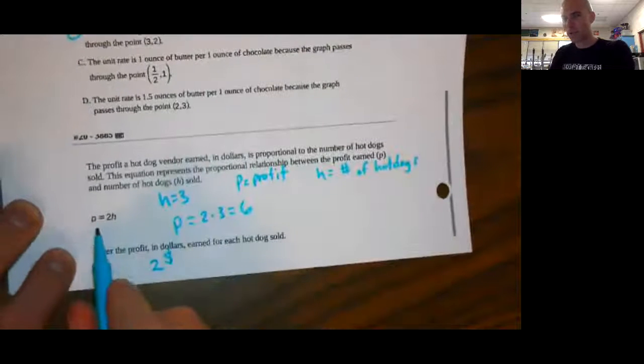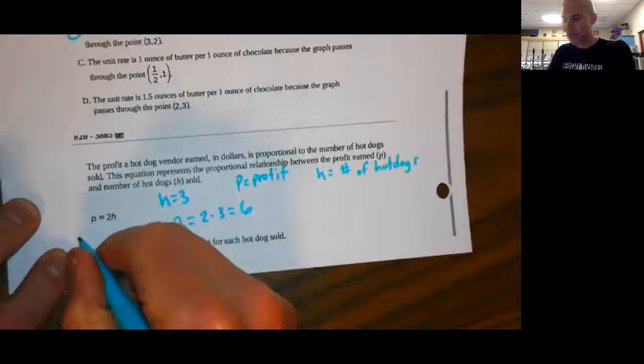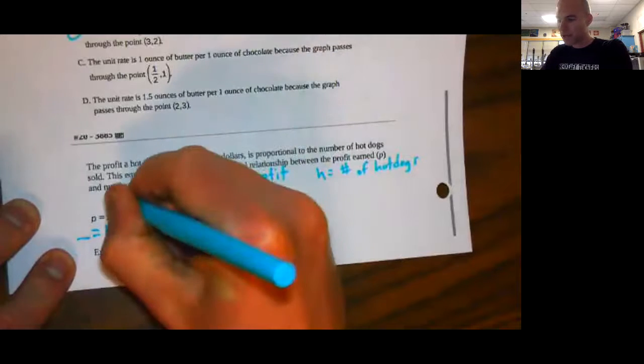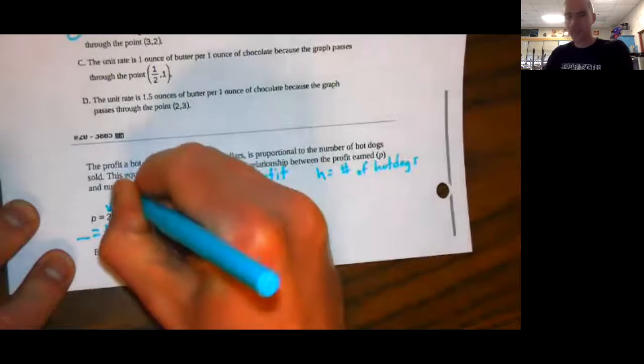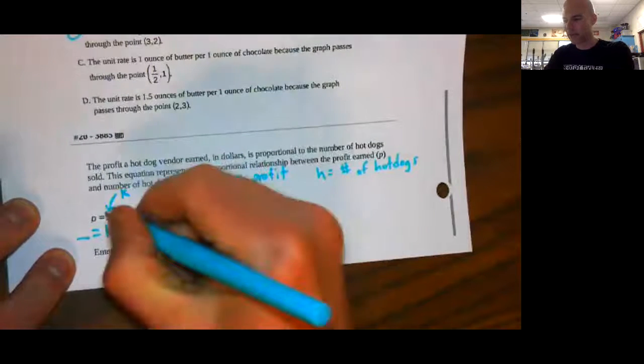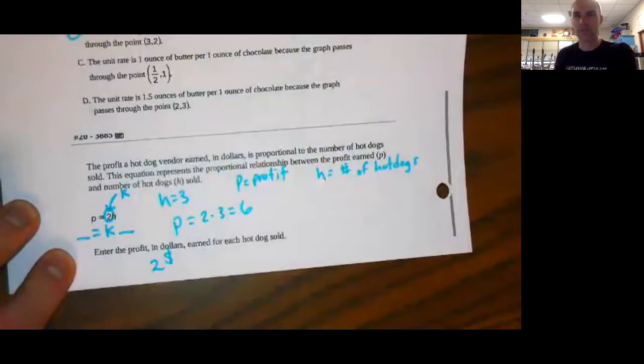And remember, these equations always look like something equals K times something. That 2 right there is your K. That 2 is your constant, it's your unit rate, it's how much profit you're getting for every 1 hot dog. So the answer was just right there for you. If you know how to read this equation, it's 2.